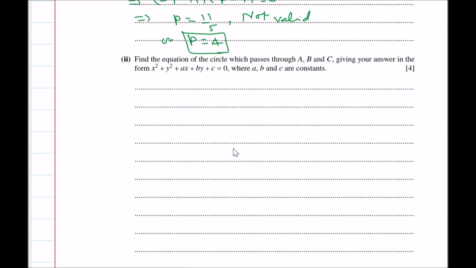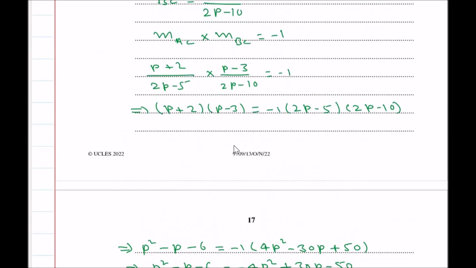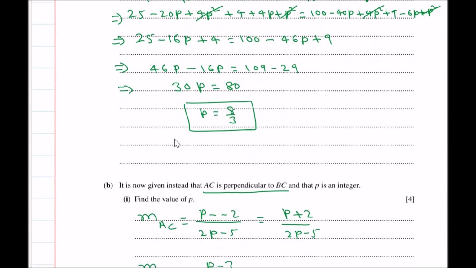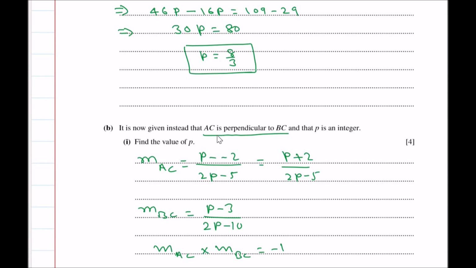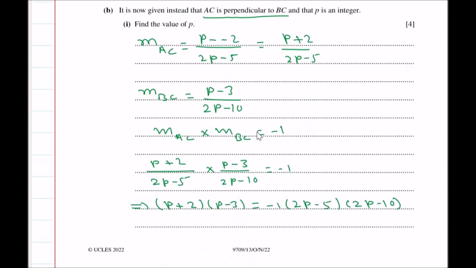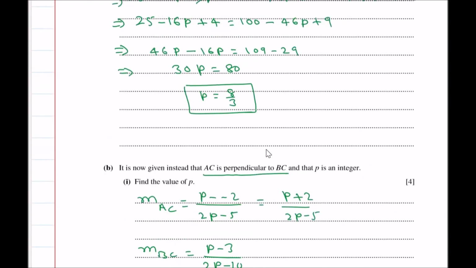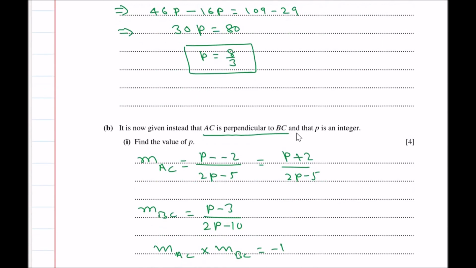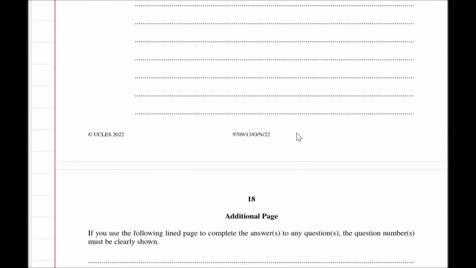Now the next part. Find the equation of the circle which passes through A, B and C, giving your answer in the form x square plus y square plus ax plus by plus c equal to 0. This is very important to notice for that question. It says it is now given that AC is perpendicular to BC. So AC is perpendicular to BC here given. Okay. So let us see.